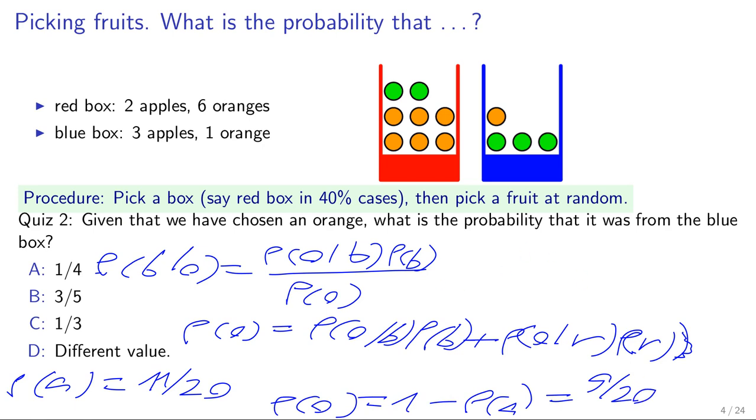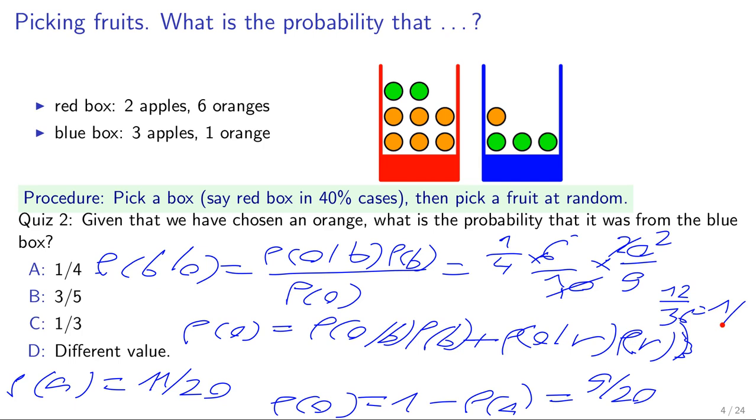So let's try again. So we would have the probability of orange given that the box was blue, which is 1 over 4, times the probability of the blue box, which is 6 over 10, divided by the probability of orange, or times the reciprocal value of that. So that would be 20 over 9. Okay, so let's see what we can get from this. If we divide this by 10, you get a 2, you get a 1. So the numerator would be 12 over 36, which is 1/3. Okay, here we go. So this is the correct answer.